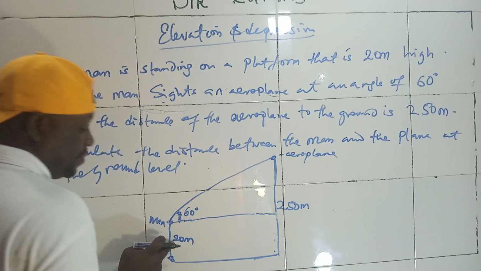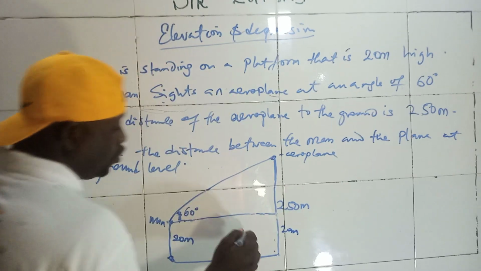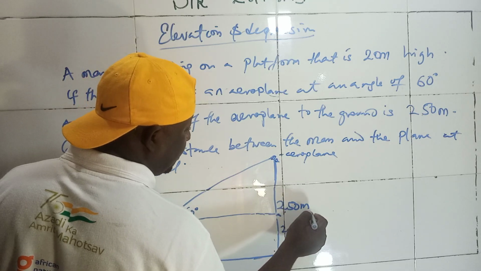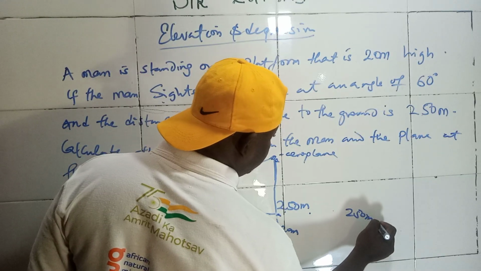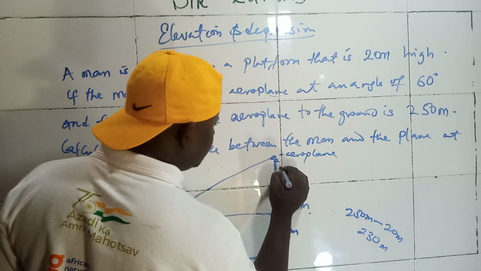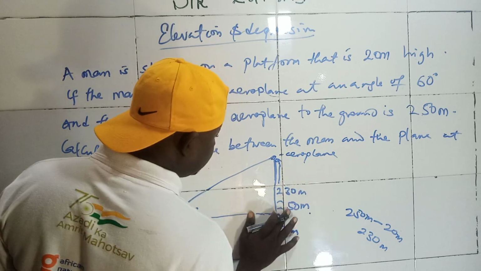So if this place is 20 meters, what will be this place? This will be 20 meters. So meaning from here to here will be what? 250 meters minus 20 meters. So that will be 230 meters. So this place is 230 meters.